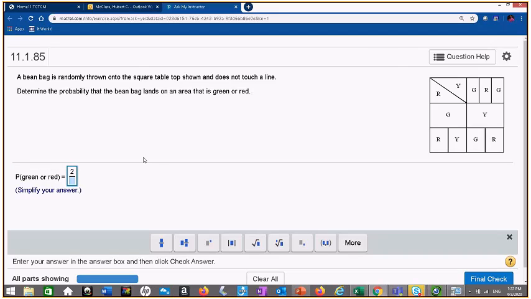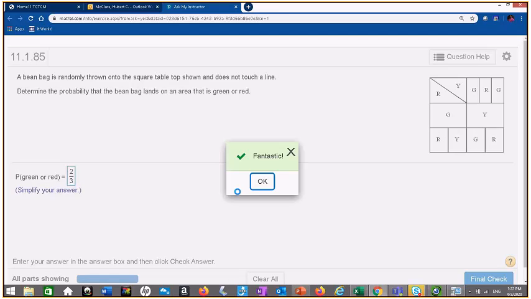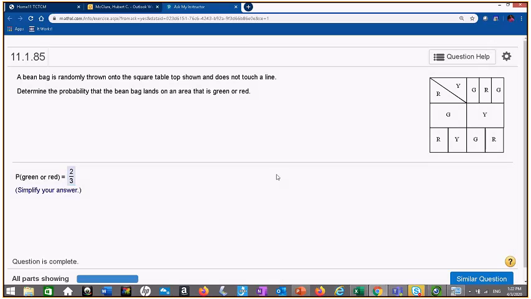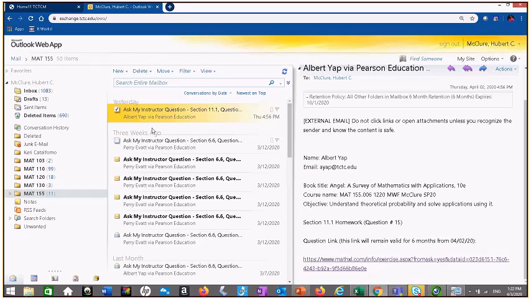2 divided by 3. Let's check and see if we're right. Yay, we got it right. All right. So with that being said, do y'all have any questions? No, sir. All right. Well, I'm going to cut off the recorder, and y'all have a good weekend and get everything done and stay in the house.